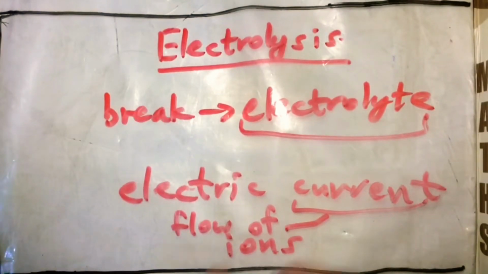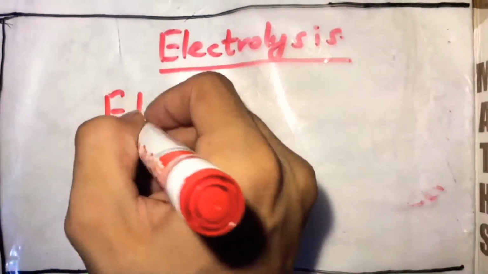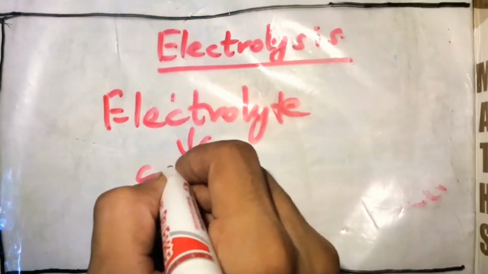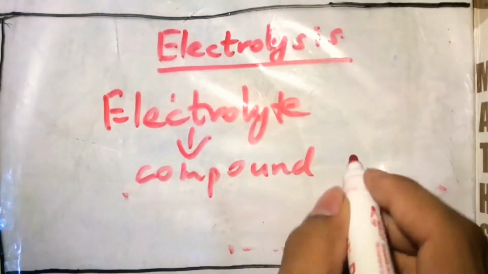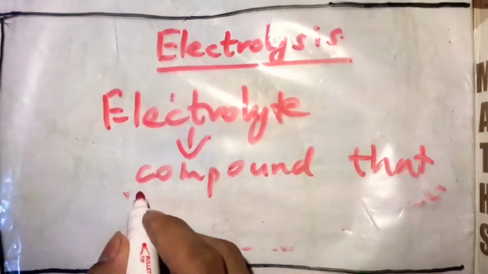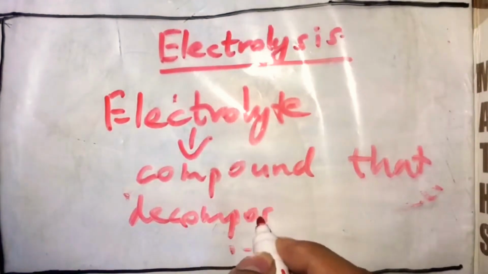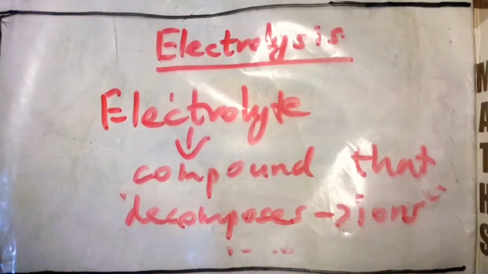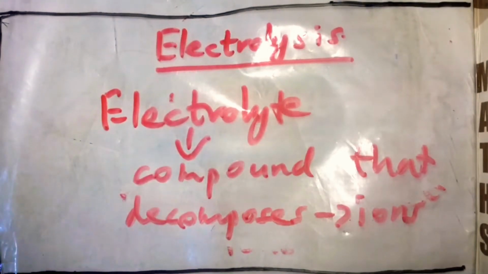Electrolyte is a compound that decomposes into its ions when an electric current is passed through it. Examples of electrolytes are ionic compounds in aqueous or molten form, acids, alkalis, aqueous copper 2 sulfate, and tap water.